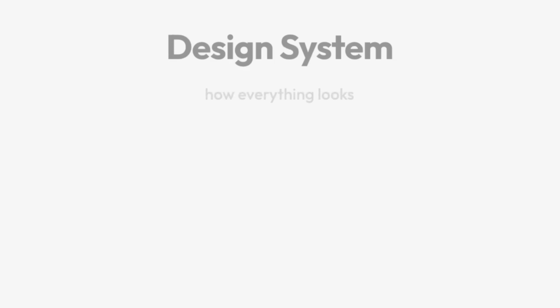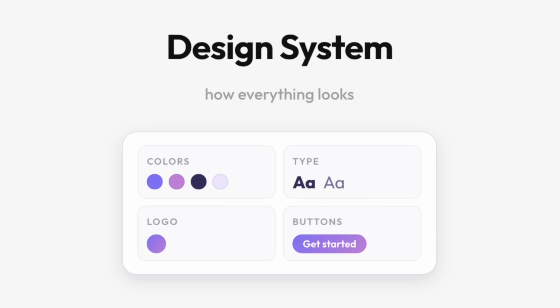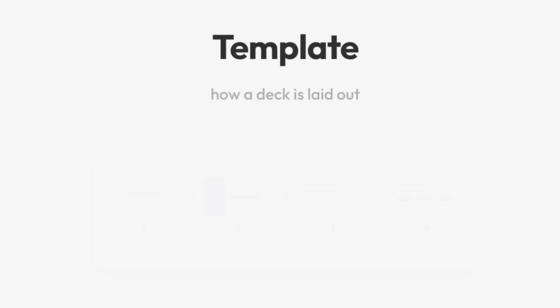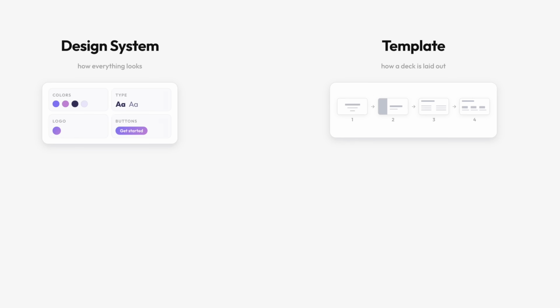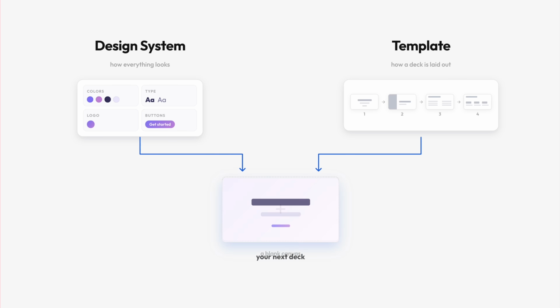So to be clear, the design system is responsible for how everything looks, your colors, fonts, and logos. The template, which is built from the design system, is responsible for how a deck is actually laid out, which slides you have and how they're arranged. And when you use them together, every new deck starts on brand and pre-structured instead of from a blank canvas.